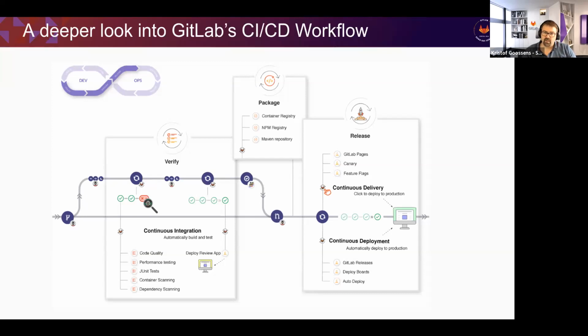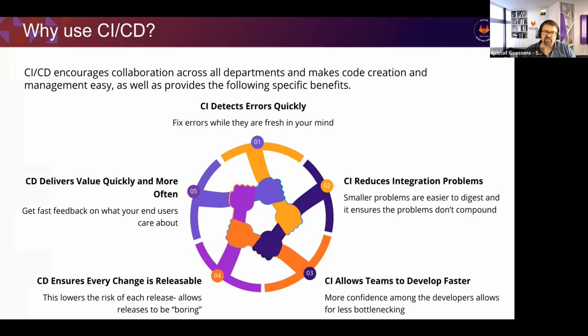So why are we using CI/CD essentially? With GitLab's out-of-the-box CI/CD, you can spend less time maintaining and more time creating. And why use CI/CD? Well, CI detects errors quickly, which means that you can fix errors while they're fresh in your mind. And I don't know about you, but for me, it's easier to fix something that I did today than something that I created a couple of months ago.